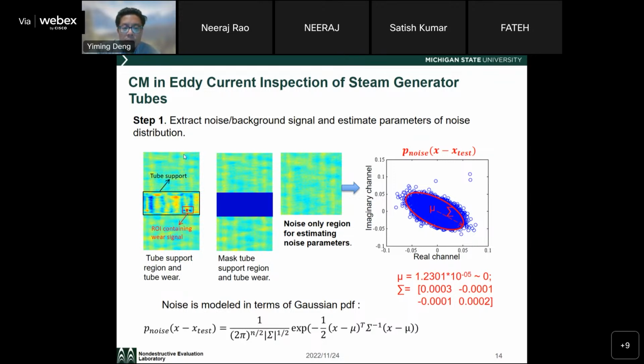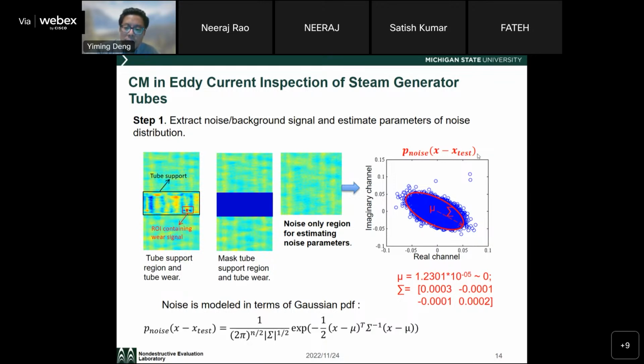Okay, the first step here is to extract the noise and background information. Let's just mask the center part, and by assuming everything else is just the noise or background signal. Well, by looking at this data, you can estimate the noise parameters and try to find the probability density function using a multivariate Gaussian. So by estimating the mu and the covariance matrix here, then you can have a description of the noise pattern, or your probability of noise.